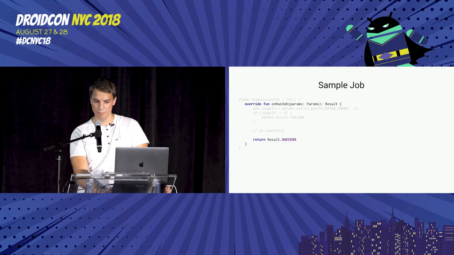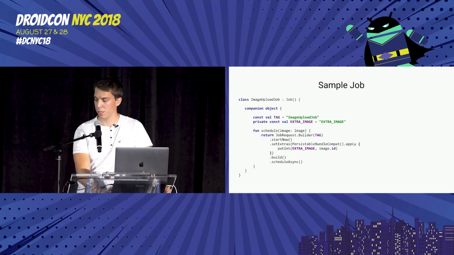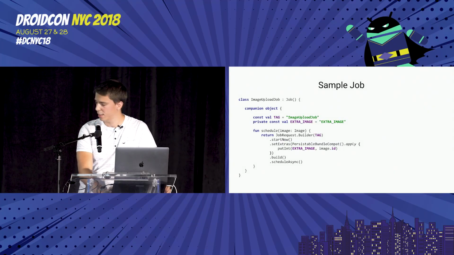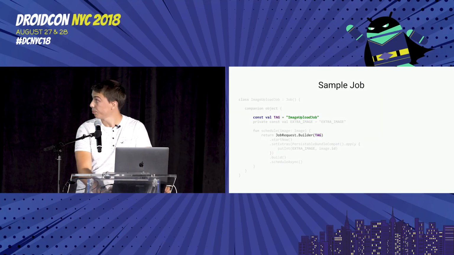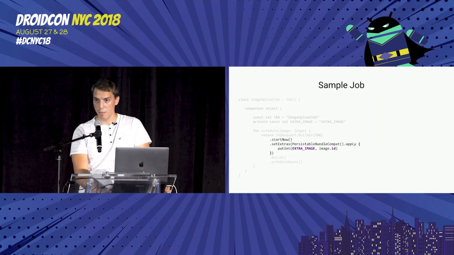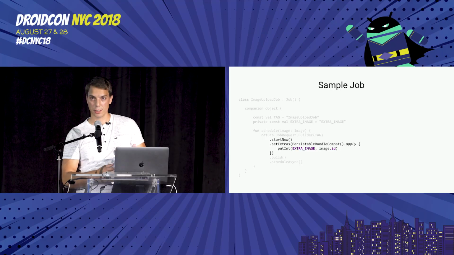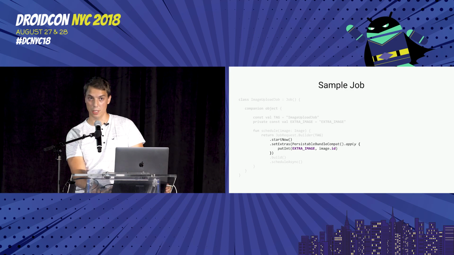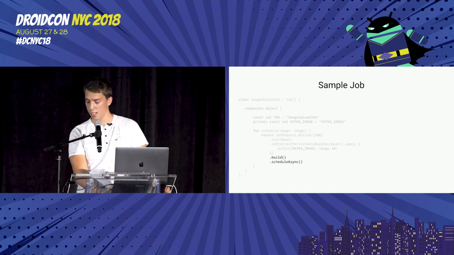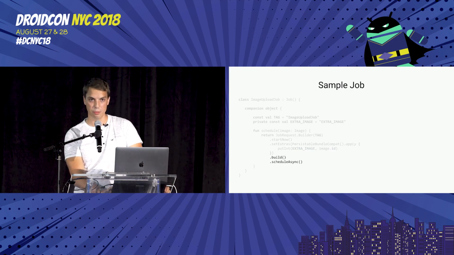So that's easy. Then the interesting part is how you schedule the job, and it's also not that complicated. First, you create a builder object, which has this tag that we then again used in the job creator interface. Then I set up my requirements, like I pass certain extras to this job so that I know which image to use in this case. And then I say, start this job now, immediately. In the end, I just call build on the builder object and then schedule the job. That's it.